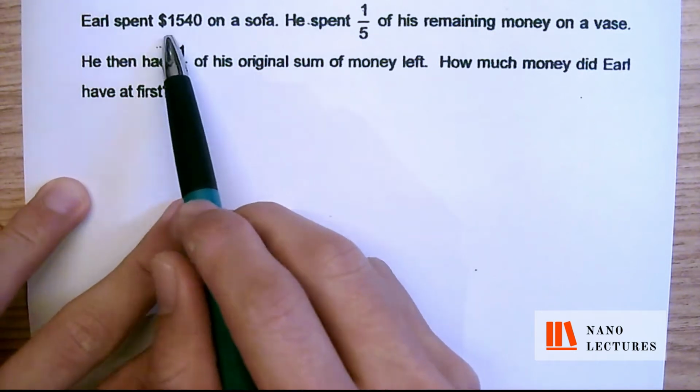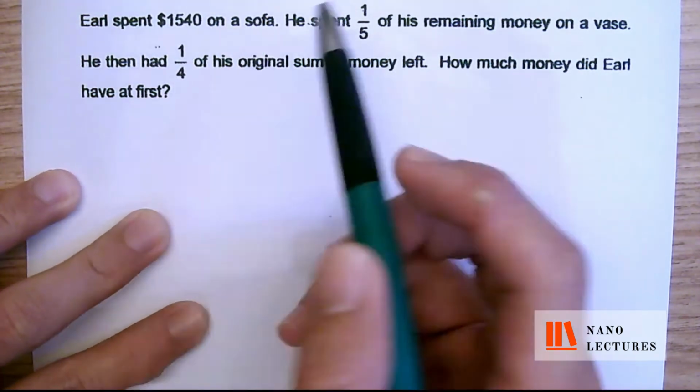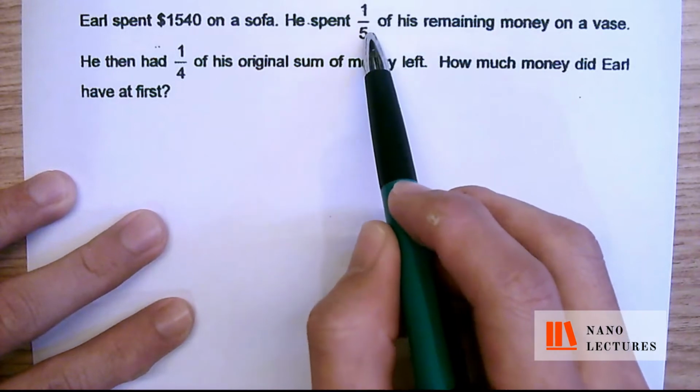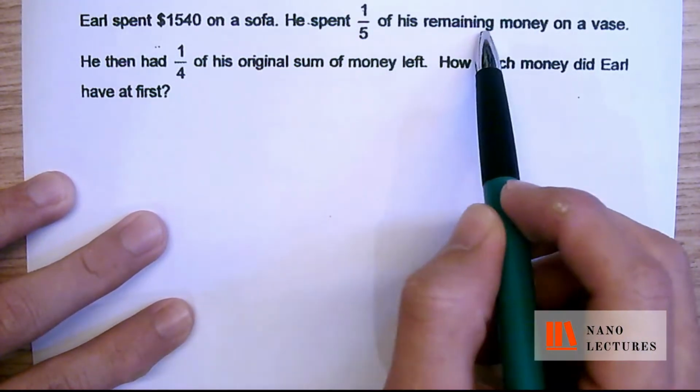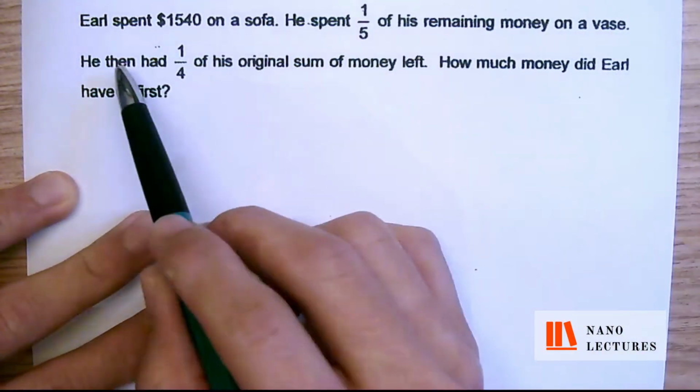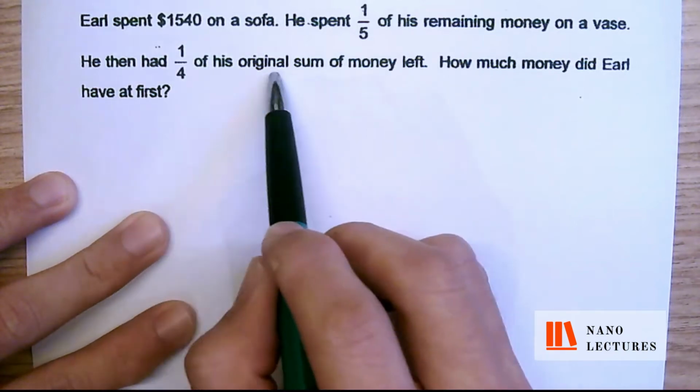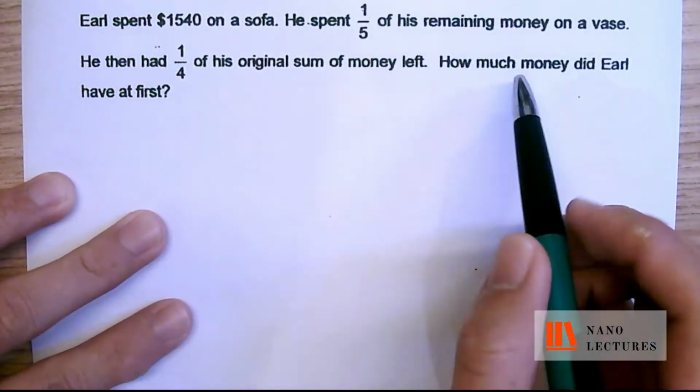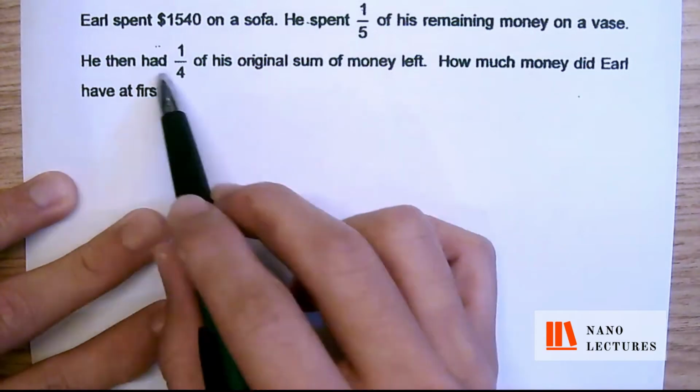Earl spent 1,540 on a sofa. He then spent 1/5 of his remaining money on a vase. He then had 1/4 of his original sum of money left. How much money did Earl have at first?